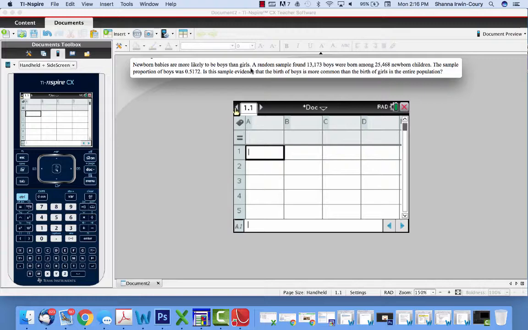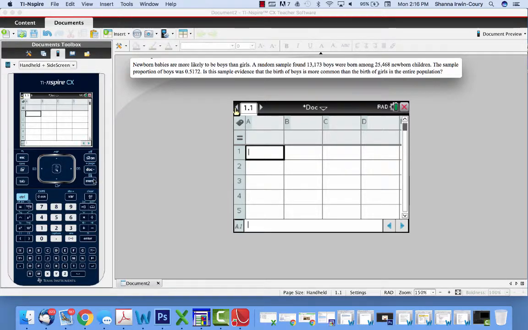The null hypothesis, as always, is that nothing different is happening here. So the null hypothesis in this case would just be that the proportion of boys is 0.5 and the proportion of girls is 0.5. In this case, we're trying to show that they're more likely to be boys, so our alternative hypothesis will be that the proportion of boys is larger than 0.5.